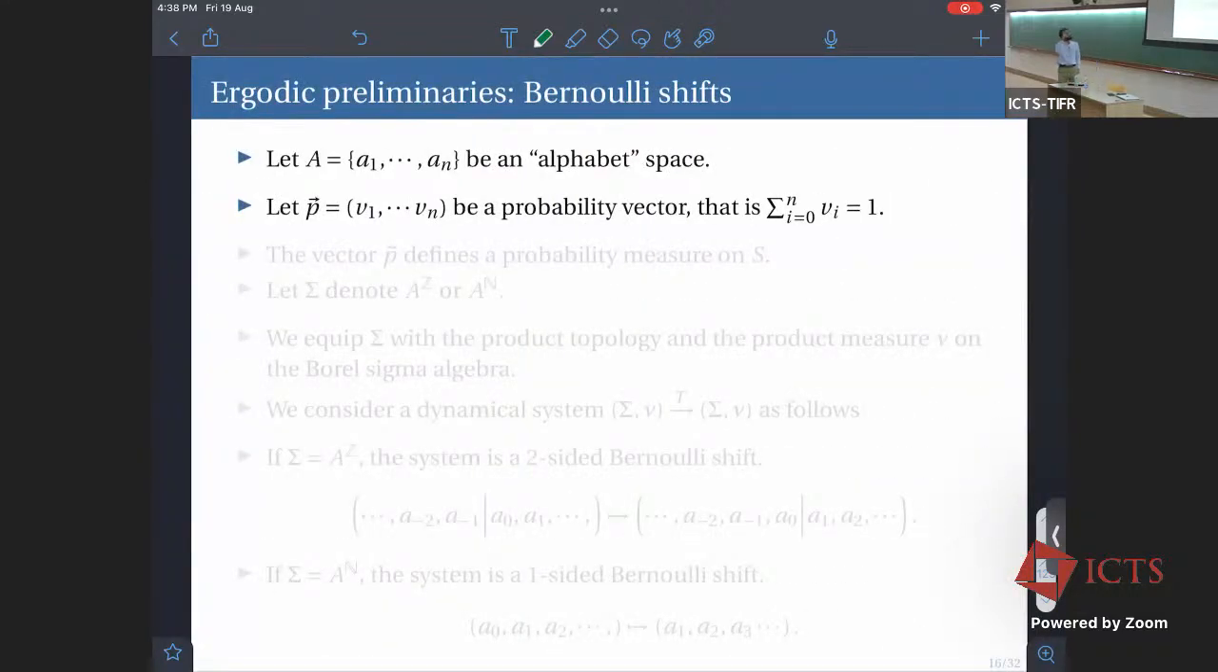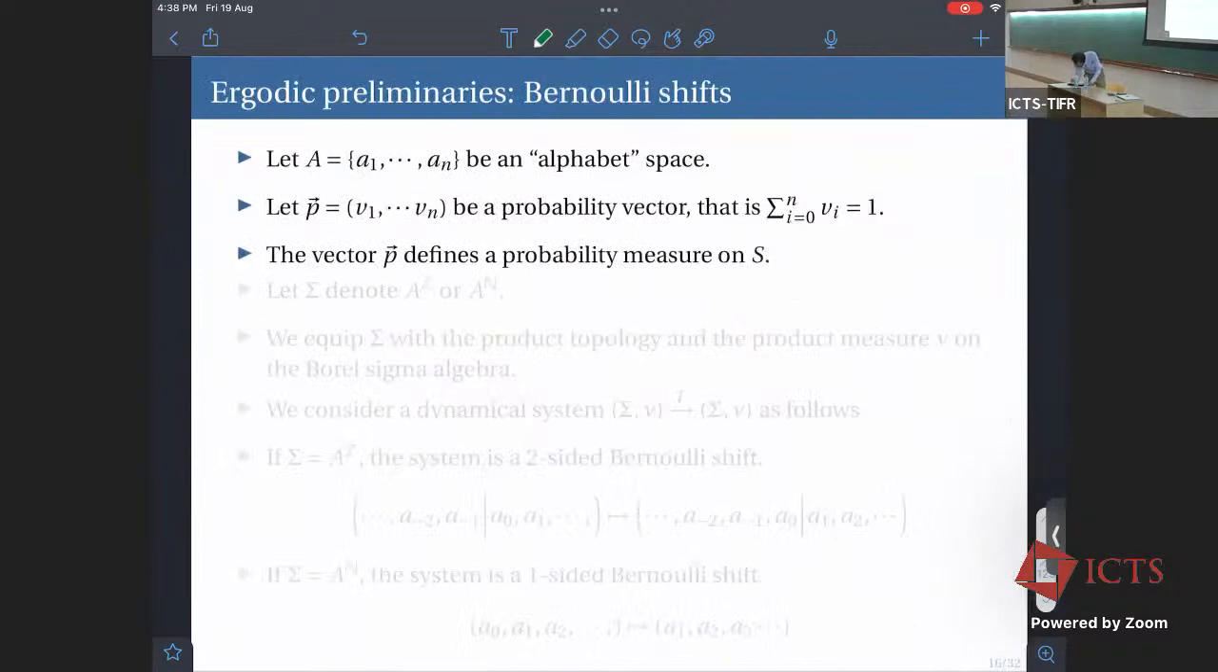Okay, so I want to talk about Bernoulli shifts, which are also some ergodic tools. The way this works is that you have some sort of alphabet, A1 up to An, and then you have some sort of probability vector V1 up to Vn. So it's a probability vector: the Vi sum up to 1.